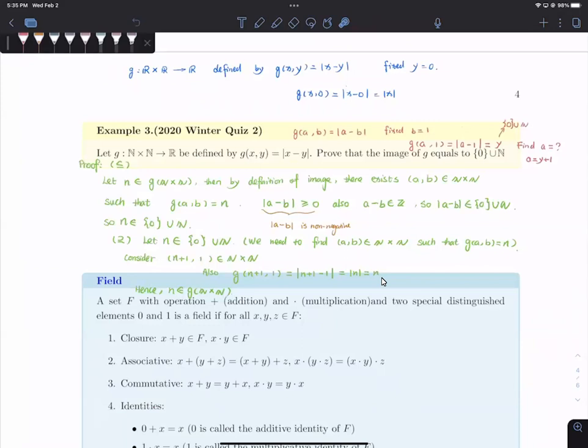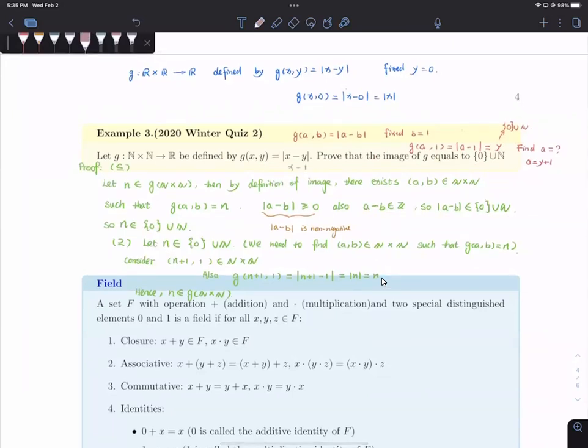So this is my function, and they want you to prove the image of G equals 0 union natural numbers. So first direction, really simple. Don't need to look at this. Second direction. So I pick n to be in this, right? And then now I need to find my x and y. So what I meant by fixing one is really helpful. I can fix my y to be 1. Okay, so for example, I fix my y to be 1.